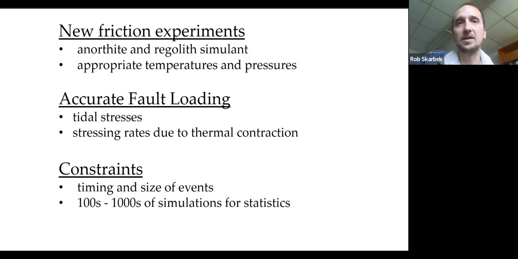And last, it's important to think about how to constrain the simulation. So I've been considering doing a very large number of simulations to do statistical analysis of the model data and try to think about how the timing and the size of the events and the location of the events depends on the tidal stresses and also the frictional properties. But those are all things that would be great to hear opinions on.